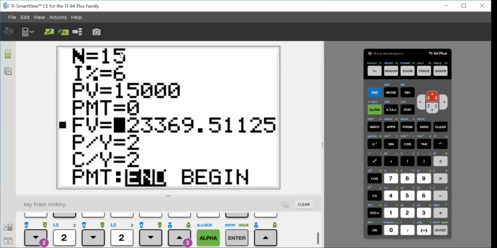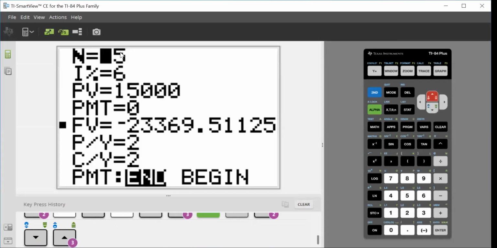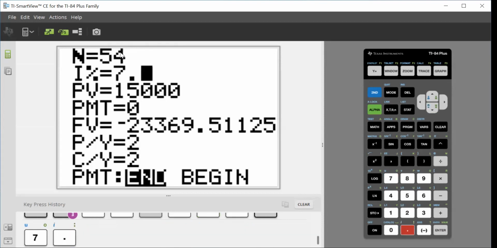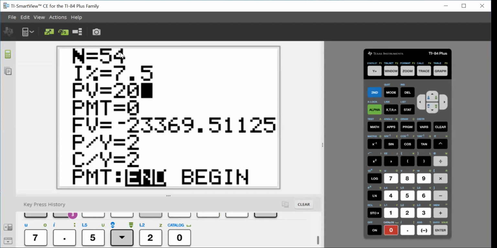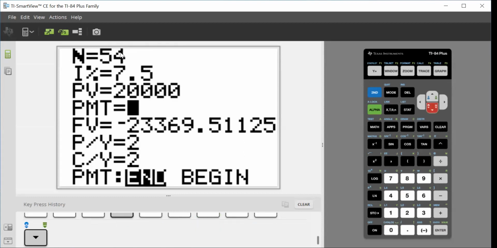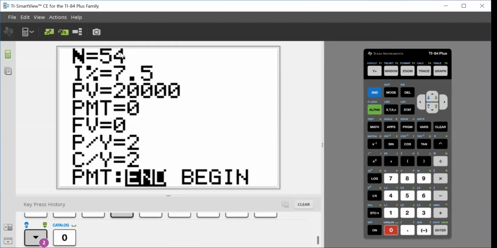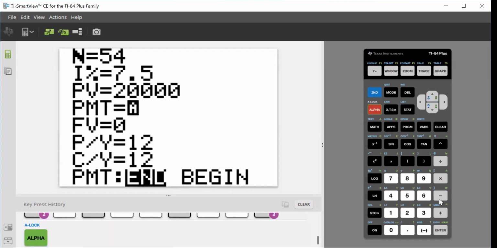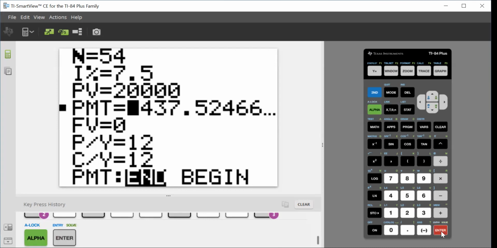Okay, adjusting from what we had on the last one. For N, I needed to do 12 times 4.5, 7.5%, 20,000. Payments, what we're looking for, so I'll just leave that 0 there. Future value, if you're paying off a loan, you want the end balance to be 0. 12 payments per year, compounded 12 times per year. Payment is on end. So I'll go back to the payment, make my cursor be where I want to solve, and click alpha solve. And that shows you the payment.